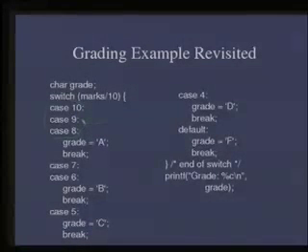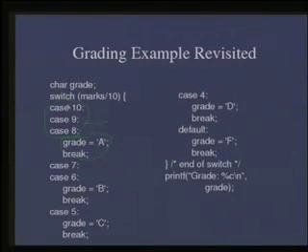So even if the value of marks by 10 is 9, the block corresponding to case 8 still gets executed, because in the block for case 9 there is no break statement. So the value of grade becomes A, and then there is a break statement, which means that immediately after assigning the value of grade to A, the execution of the switch statement finishes and the control comes to the next statement following the switch, which prints the value of the grade.